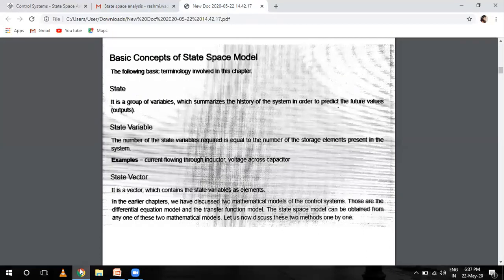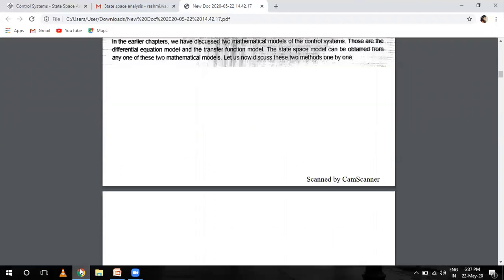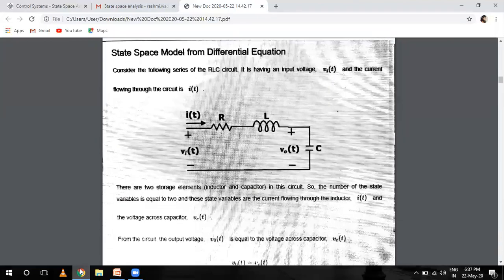In the earlier chapter, we discussed the mathematical models of the control system. Those were the differential equation and the transfer function model. So we are discussing both mathematical models here one by one. This is the state space model for the differential equation. For this, we are considering a series RLC circuit having an input voltage vi(t) and a current flowing through it is i(t).